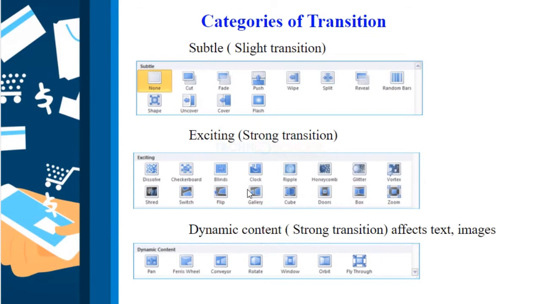About transitions, there are three categories of unique transitions to choose from. All the transitions are found on the Transitions tab. The first one is subtle, the second one is exciting, and the third one is dynamic content. This one, dynamic content transitions, affects only the content, such as text or images.